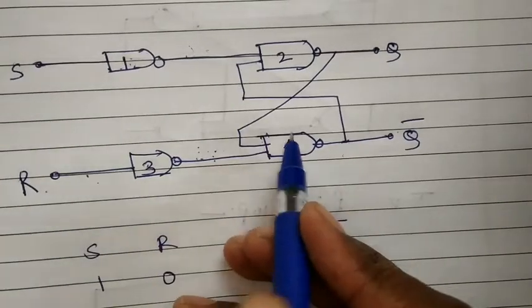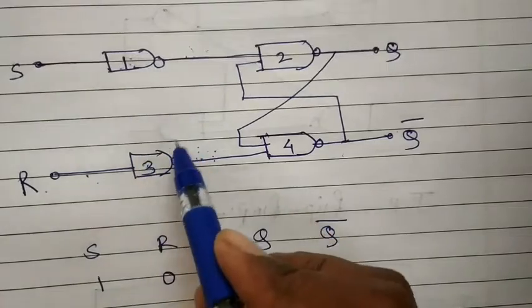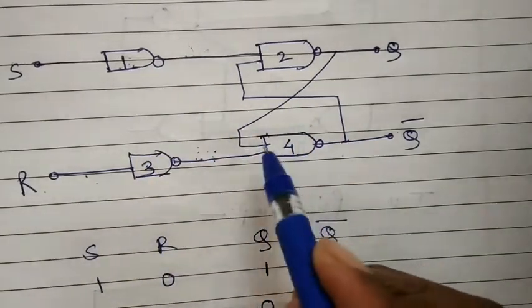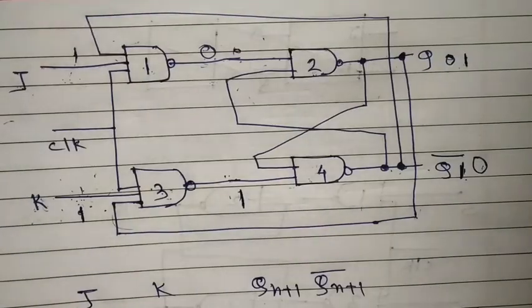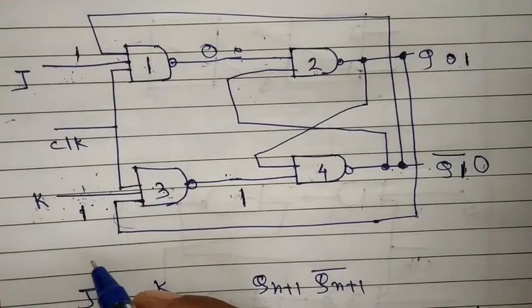In the SR flip-flop, if S is 1 and R is 1, then the output of NAND gates 1 and 3 will be 0, and if any one of the inputs is 0, the output will be 1. But this condition is avoided or prohibited in the SR flip-flop. Therefore, this condition is satisfied in the JK flip-flop.